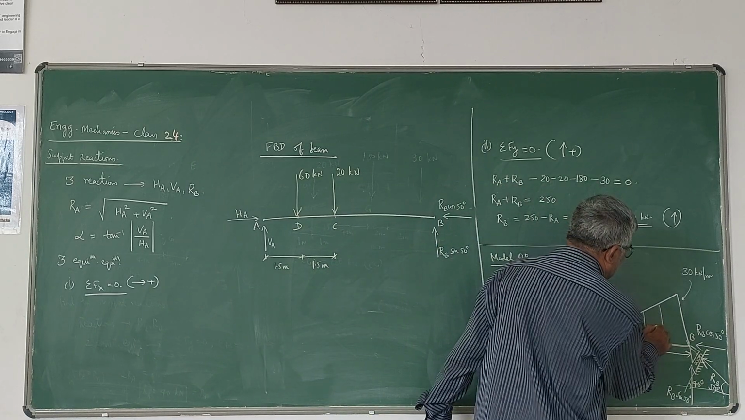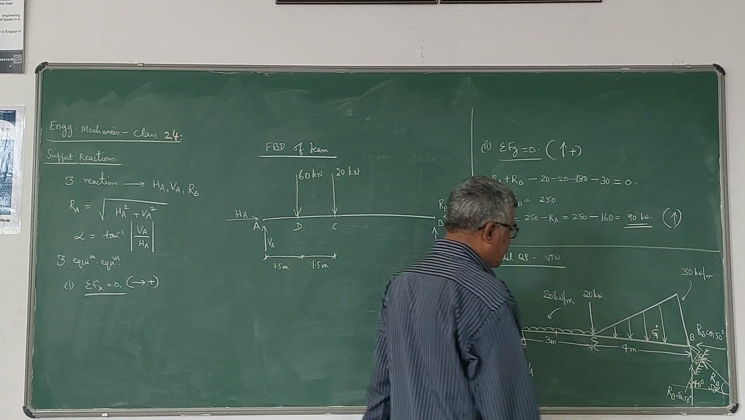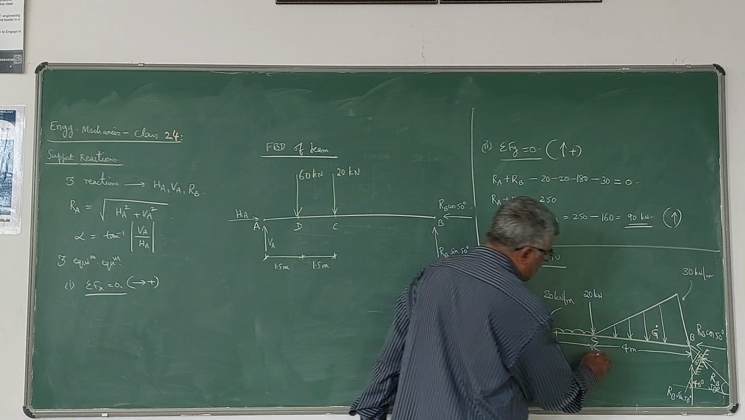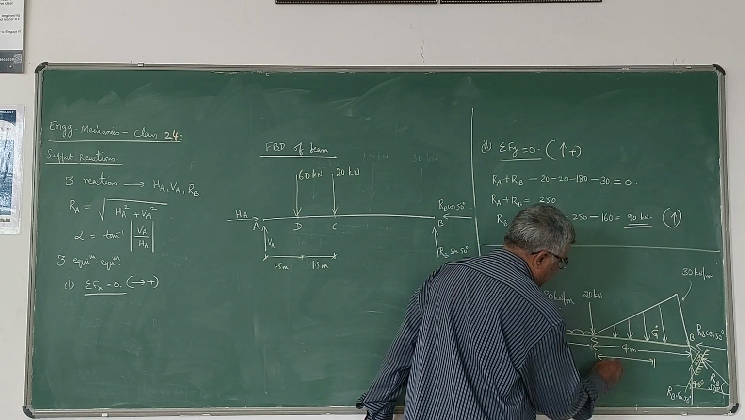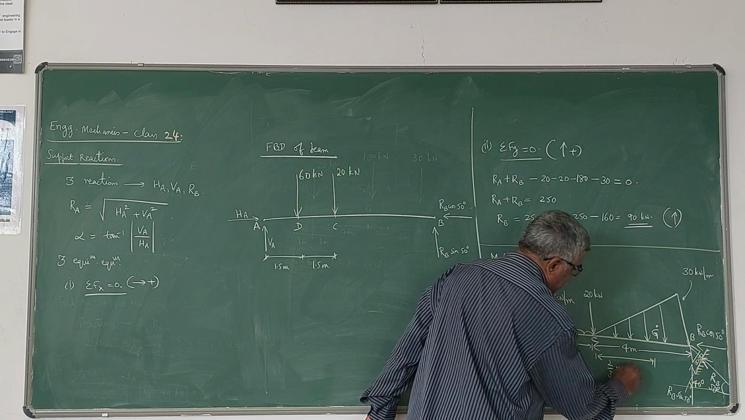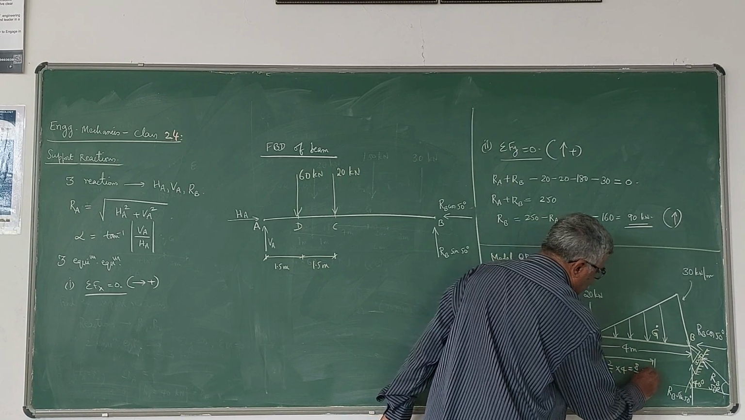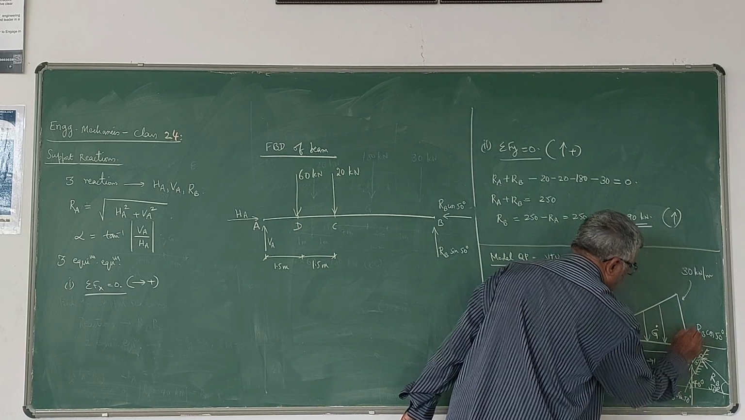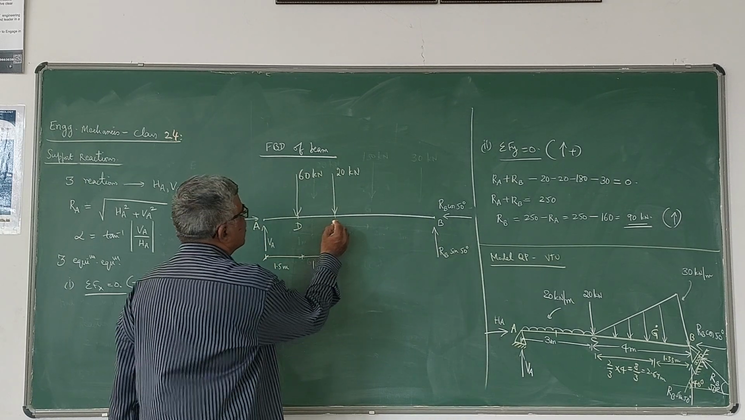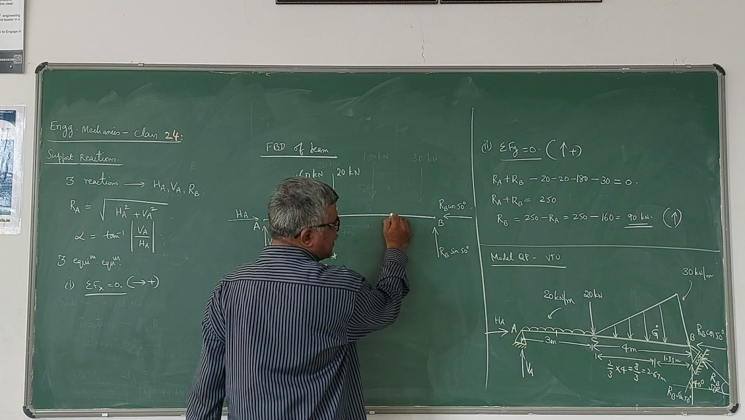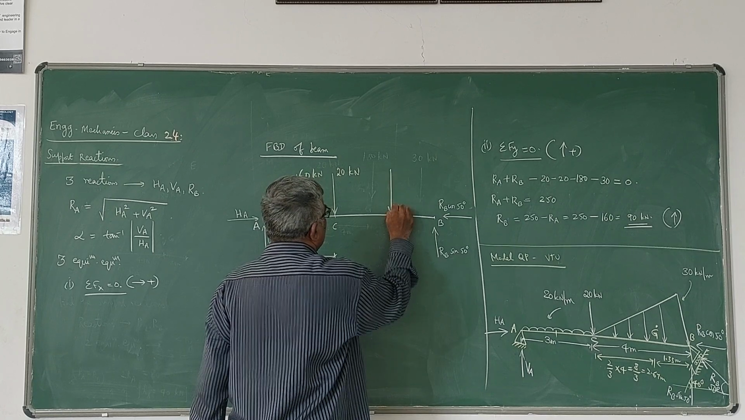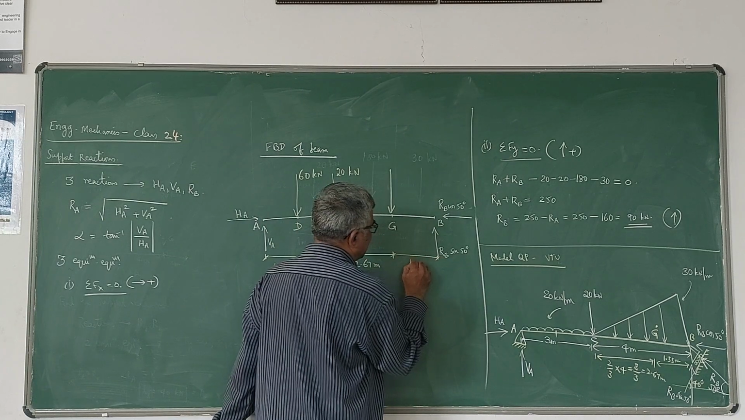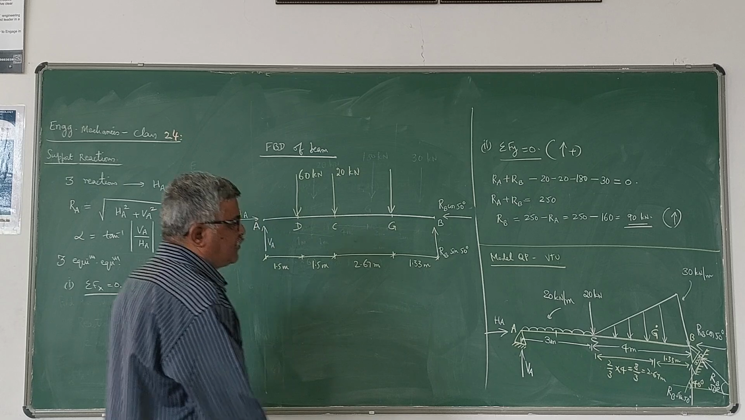Then the equivalent concentrated load of the triangular load acts at the CG, or the centroid of the triangle. So it will be at a distance of 2/3 of the base from the vertex. 2/3 of 4 is 8/3, which is 2.67 meters, and the remainder will automatically be 1.33. The total is 4. So from C to G it is 2.67 meters, and the remaining 1.33 is from G to B.